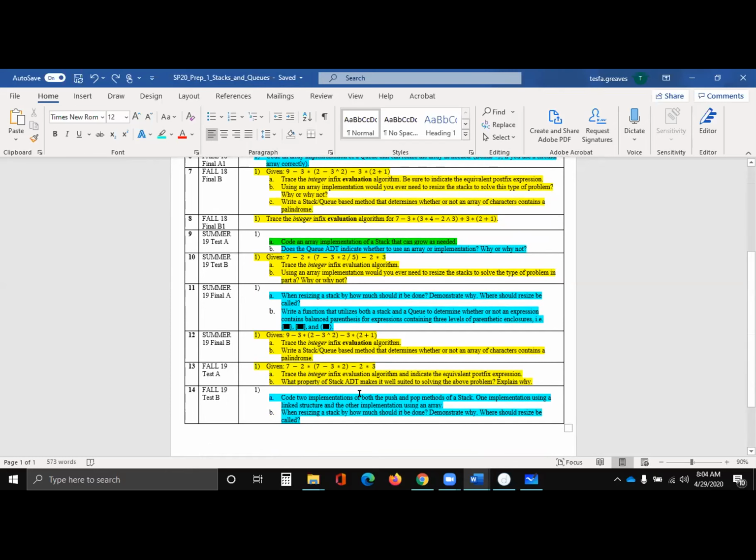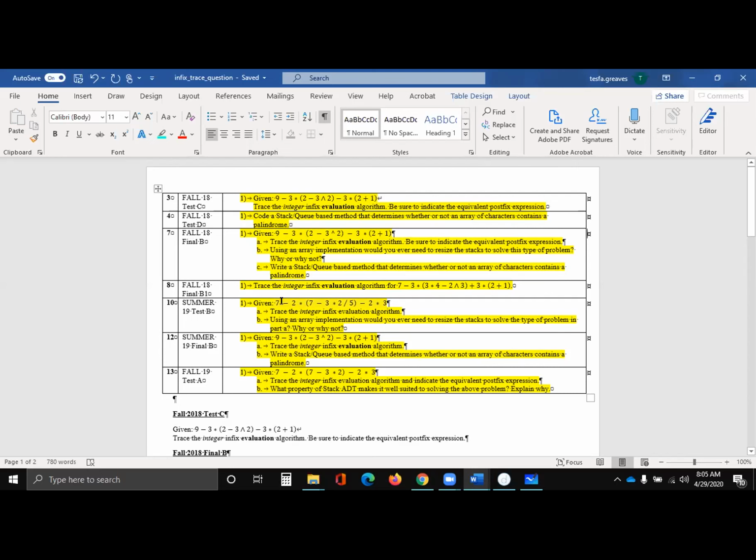Just imagine if I deleted all the yellow ones right now, all you would see is blue and green. And that's what we'll focus on in part 2, part 3, part 4, whatever we got to do to finish up stats and cues. Now, let's look at the yellow ones. On test 3, 4, 7, 8, 10, 12, and 13, there was a trace integer infix evaluation algorithm, with the exception of 4, where it had a palindrome. If we're able to understand this trace, the evaluation algorithm, and try to understand the questions after it, we'll be that much stronger in doing this exam.